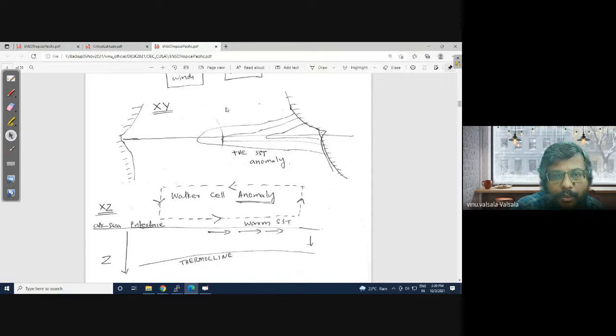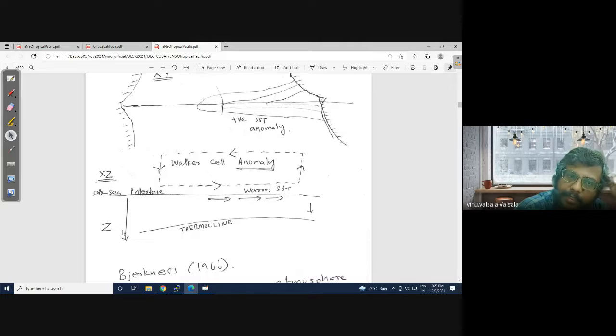What is shown here? Tropical Pacific. You all know by now what this boundary is. This is the North American continent, the South American continent. This is the Western Maritime Continent, right? And this is an XY plane. So during El Nino, what happens? In a positive El Nino, a strong warm SST anomaly develops in the Eastern Tropical Pacific.